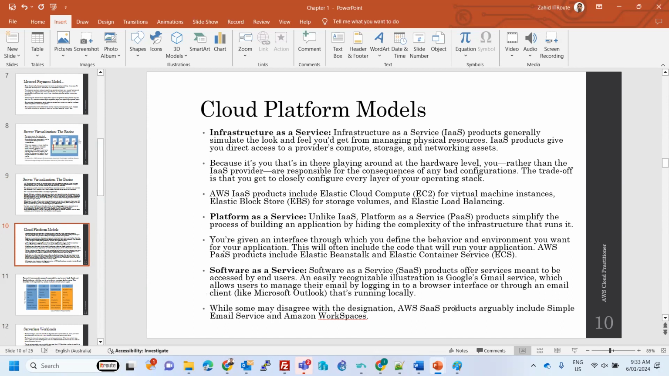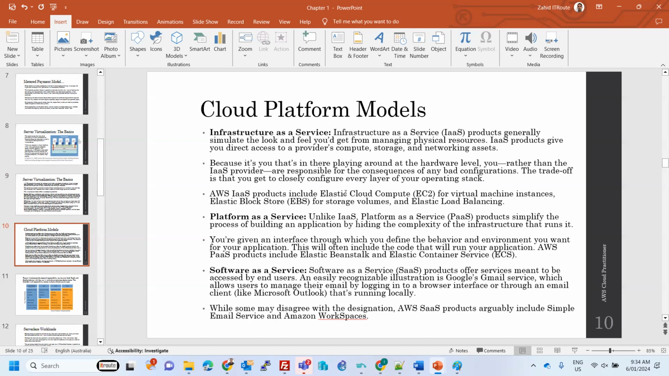Now, the cloud platform models. We have infrastructure as a service. Infrastructure as a service products generally simulate the look and feel you would get from managing physical resources. They give you direct access to the provider's compute, storage, and network assets. Because it's you in there playing around at the hardware level, you rather than the infrastructure as a service provider are responsible for the consequences of any bad configurations. The trade-off is that you get to closely configure every layer of your operating stack.